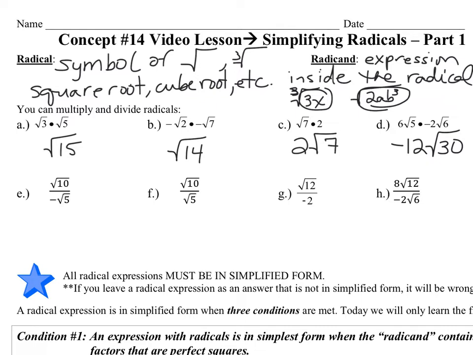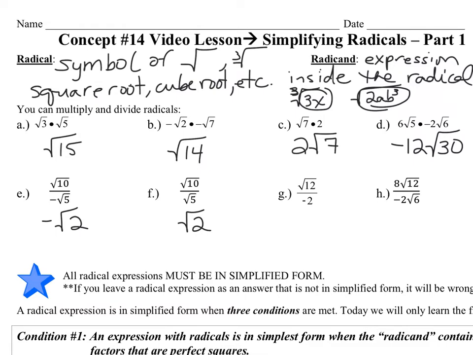Letter E, the next row is all division problems. So we can do the same thing. So letter E is saying the square root of 10 divided by the negative square root of 5. So all we do is divide the radicands, and that would give us 2. And it's negative because the positive divided by negative is a negative, and that would end up giving you the negative square root of 2. Letter F, that's just going to give us square root of 2 because 10 divided by 5 is 2, right? So it's the square root of 2.